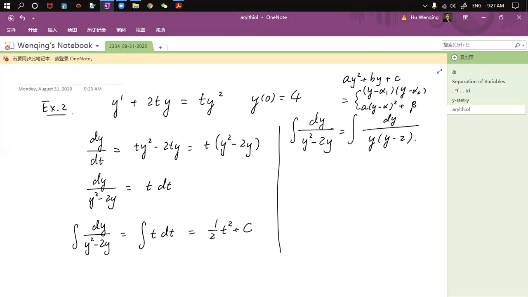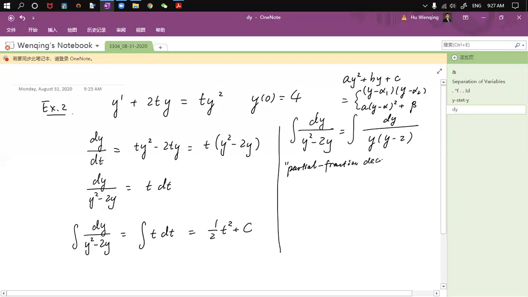Oh, okay, so there is a method that we learn in calculus. It's called partial fraction decomposition. Maybe you forgot about it, but I'm sure that this method is included in your calculus textbook. What does it mean, partial fraction decomposition?